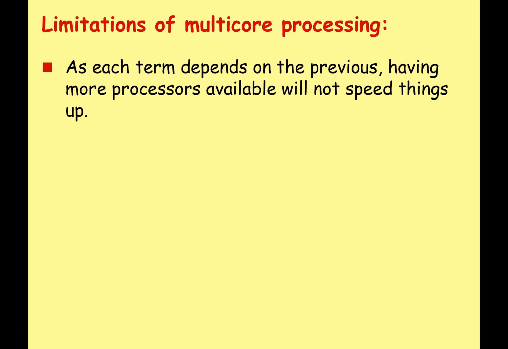As each term depends on the previous term, having more processing power available will not speed things up. So if you're running this on a dual-core, quad-core, 100-core system, or a supercomputer, it's not really going to be running much faster because it can't be run in parallel to the same extent as the adding a billion numbers together problem.